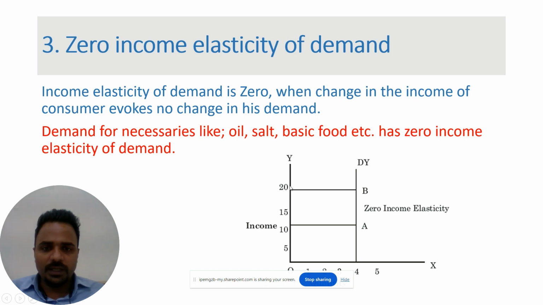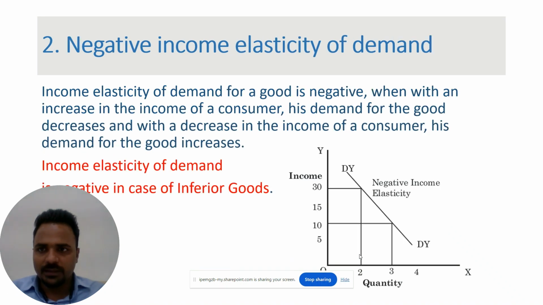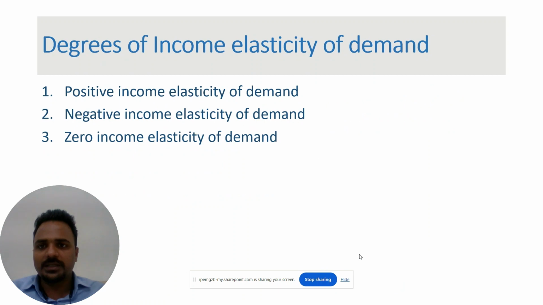So we can also see in our diagram when income of consumer increases from 10 to 20, then the demand for such goods remains unaffected, means remains same. So the income elasticity of demand is zero when there is no change in demand. So we can conclude that income elasticity of demand has three degrees, that is positive, negative, and zero.